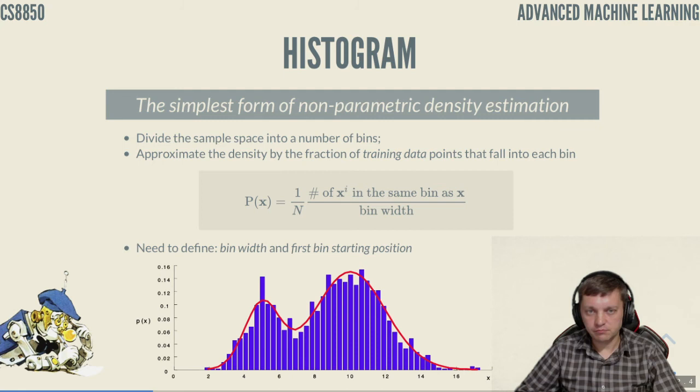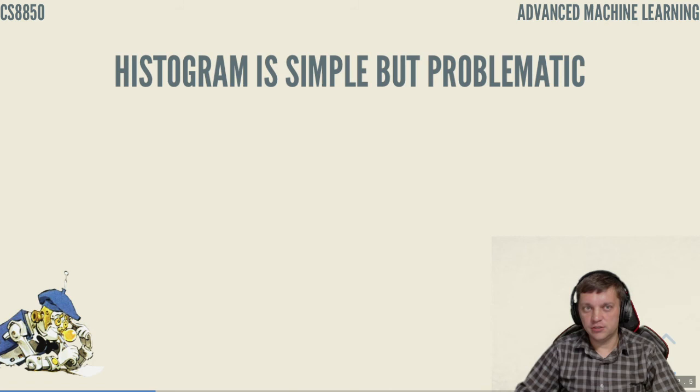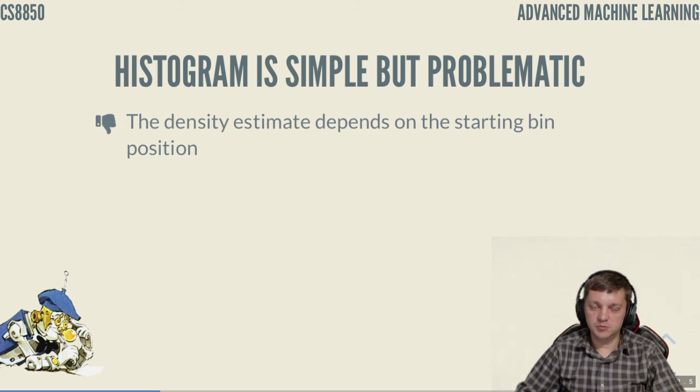Yeah, the histogram there, all familiar. Histogram looks very nice and so comforting in the one-dimensional case, but in two-dimensional and larger-dimensional cases it becomes very problematic. So, a few problems with the histogram: the density estimate depends on the starting bin position. Like you're given a data set, data points, so how you carve it will give you a different density estimator, depending on how you carve this into bins.